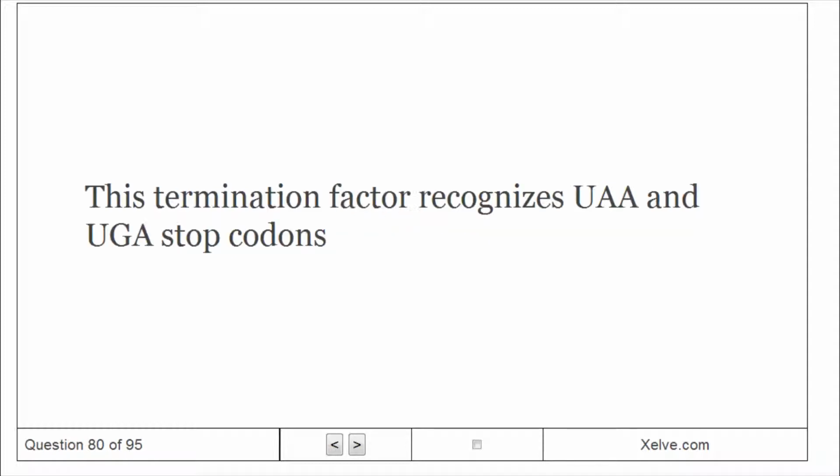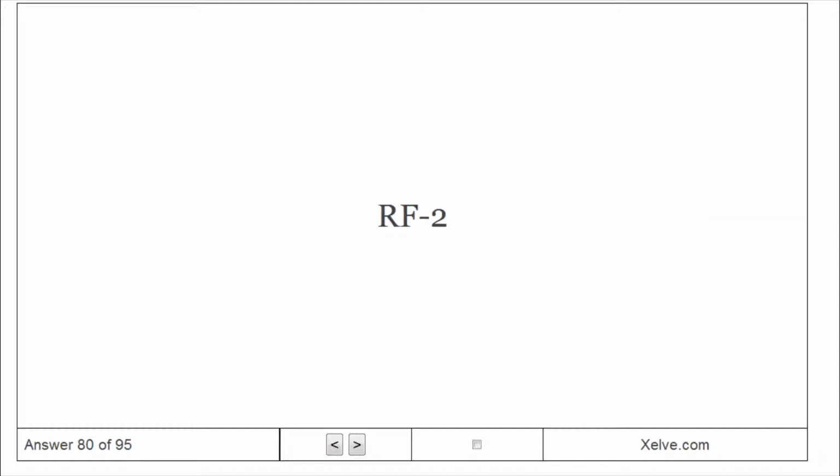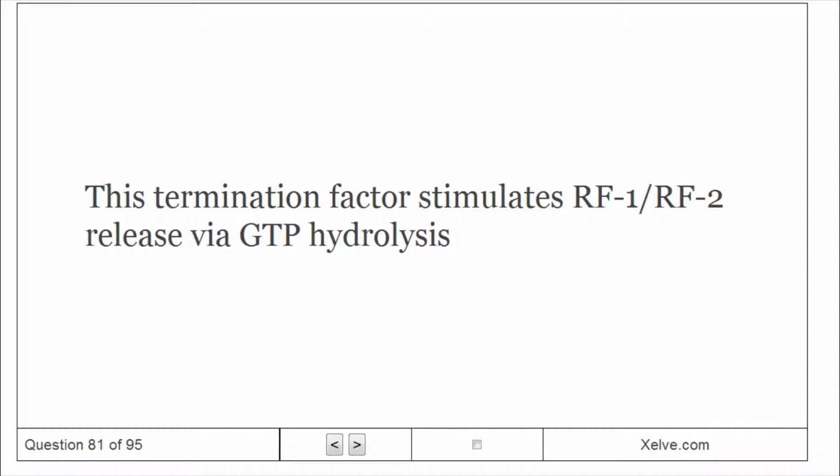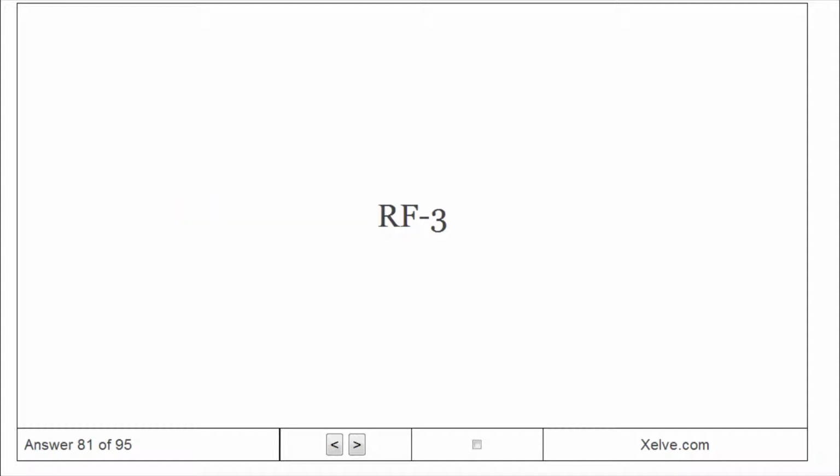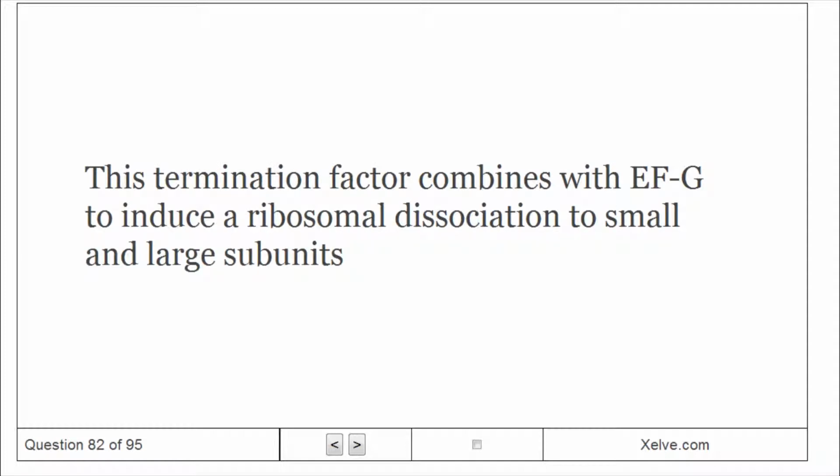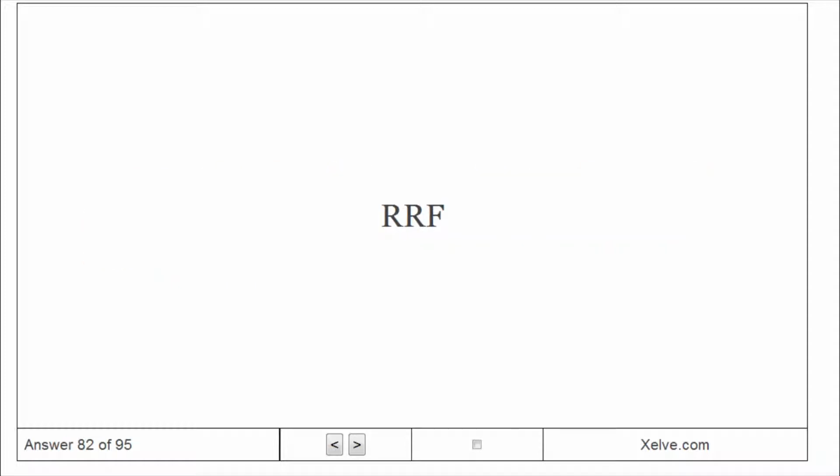RF1. This termination factor recognizes UAA and UGA stop codons: RF2. This termination factor stimulates RF1 to release via GTP hydrolysis: RF3. This termination factor combines with EF-G to induce ribosomal dissociation into small and large subunits: RRF.